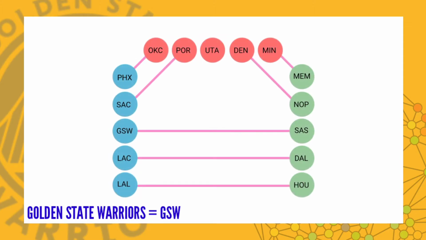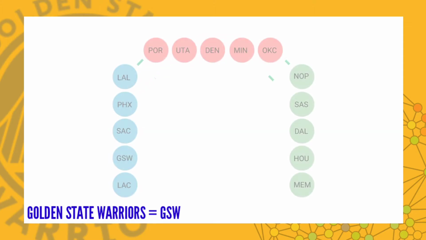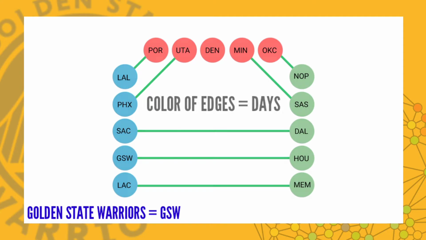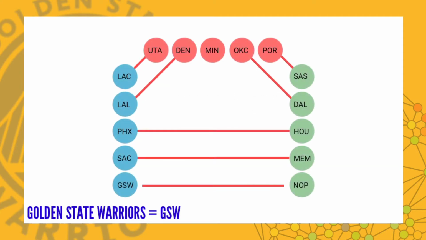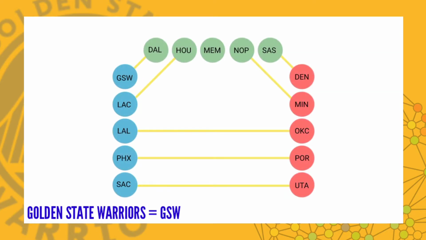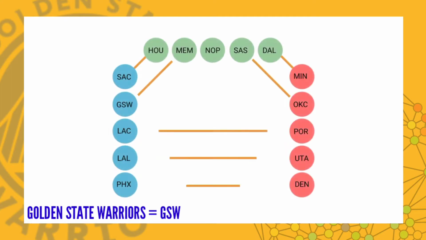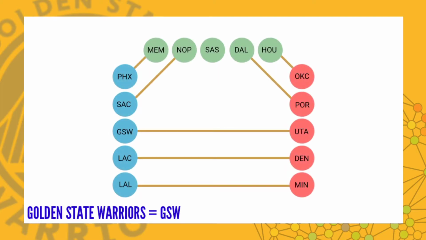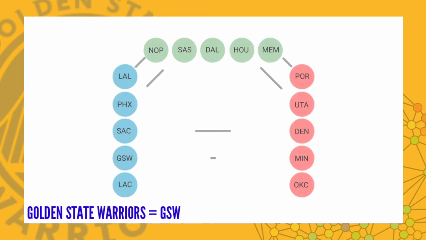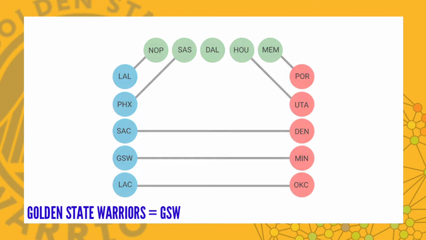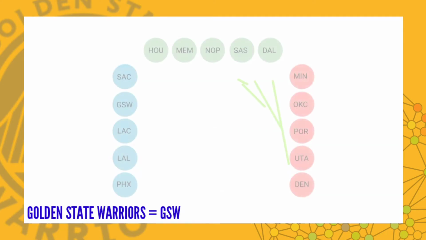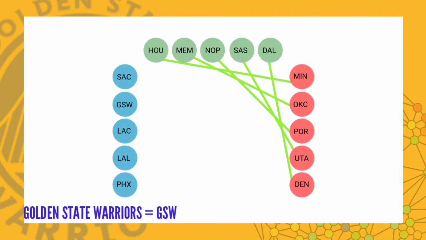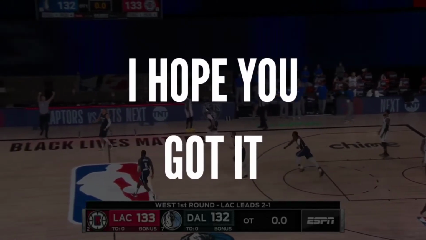As you can see, each graph breakdown has a corresponding color. That color signifies the game days. I hope you got it.